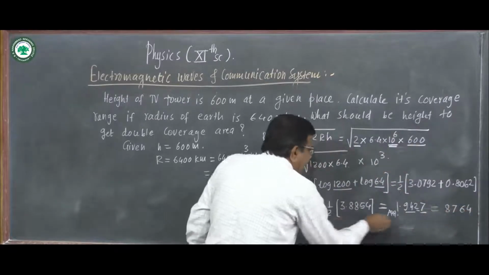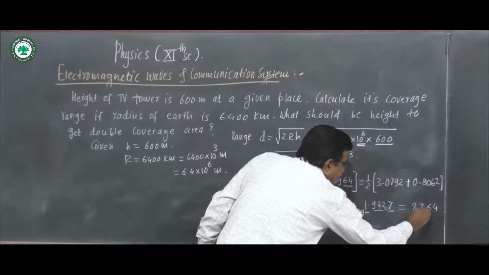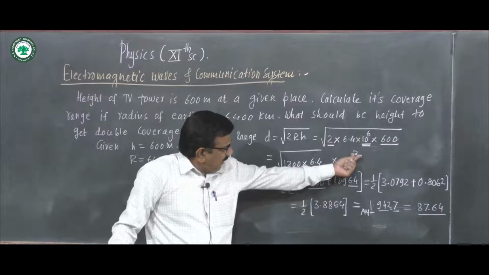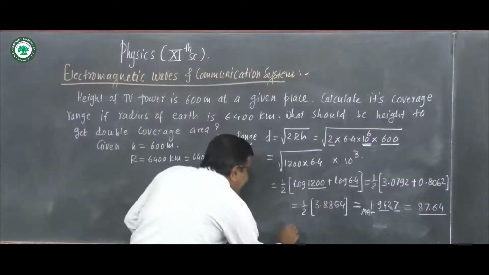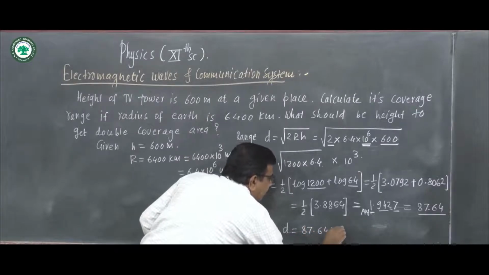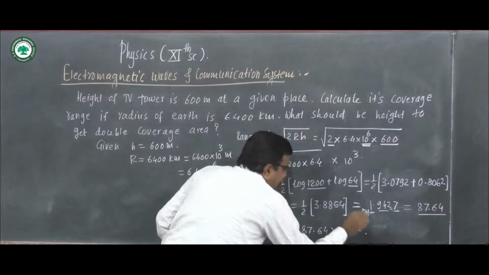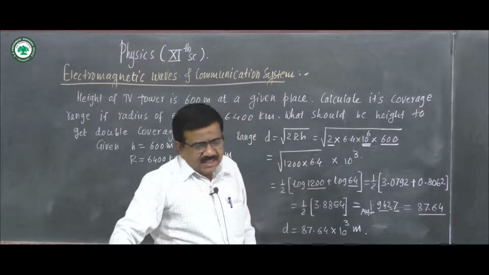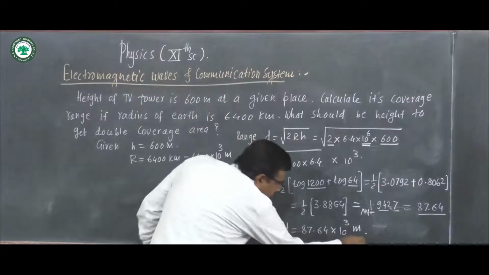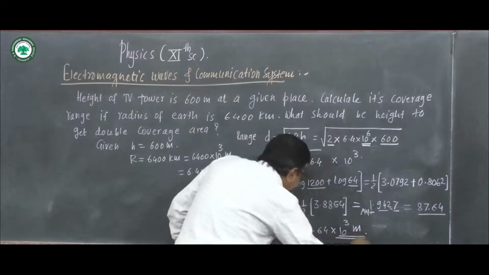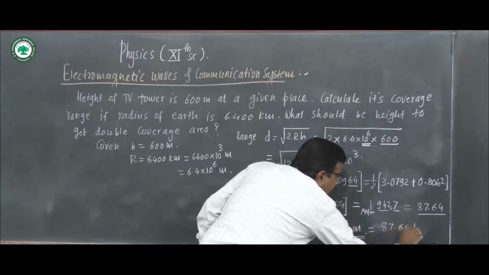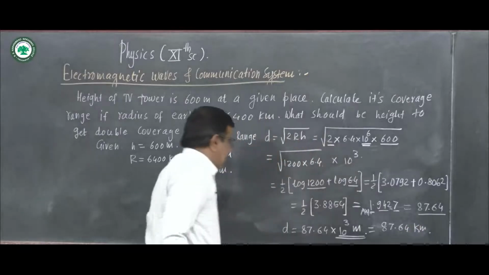But as here there is 1 decimal point after the 2 digits, 87.64, but there is multiplied by 10 raised to 3. So this D is 87.64 into 10 raised to 3 meter. Coverage range is 87.64 into 10 raised to 3 meter, but this 10 raised to 3 meter means nothing but 1 kilometer. So this range is 87.64 kilometer.